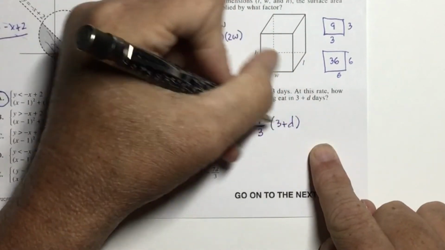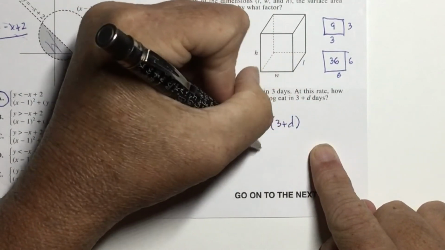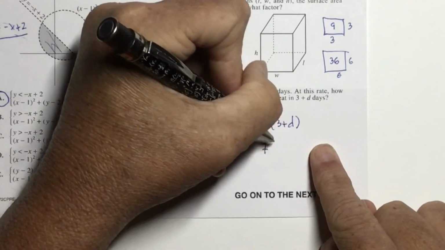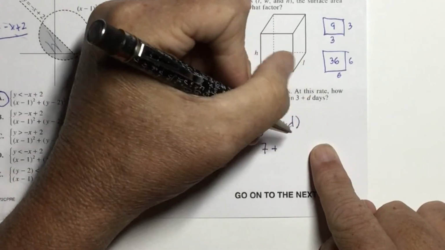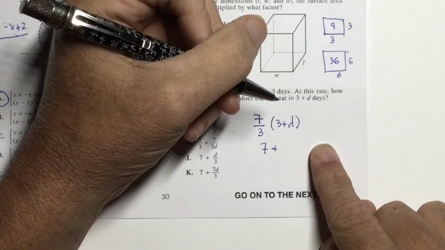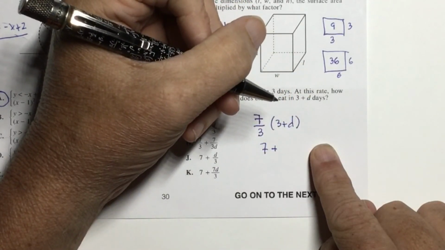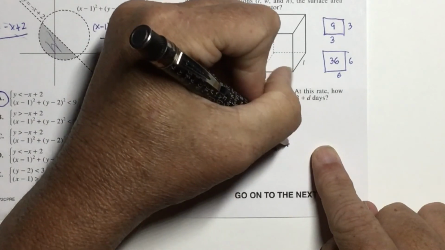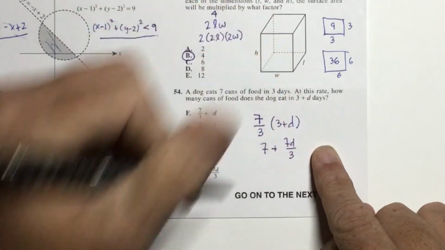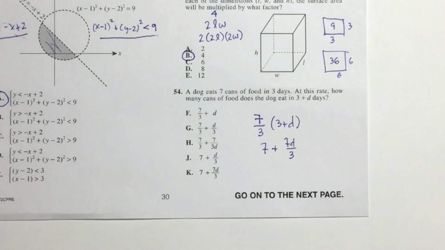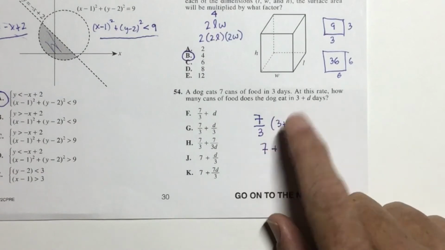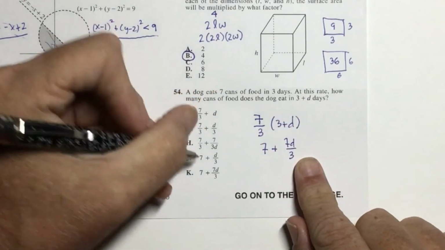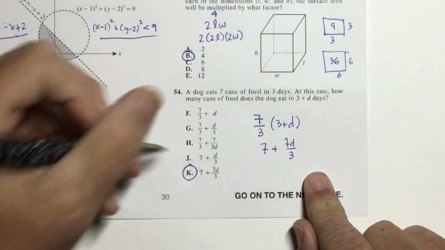Well, I just need to multiply those two. 7/3 times 3 is 7, plus 7D over 3, right? Right. So, 7/3 times 3 plus D days is 7 plus 7D over 3. Looks like the answer is going to be okay.